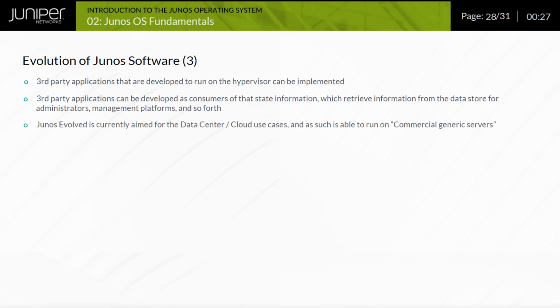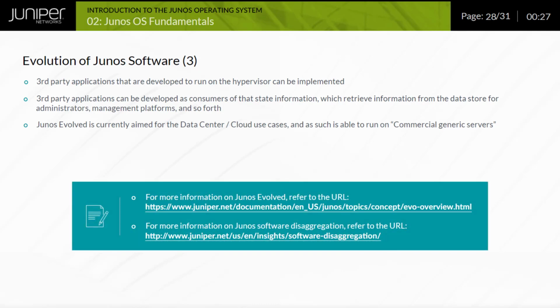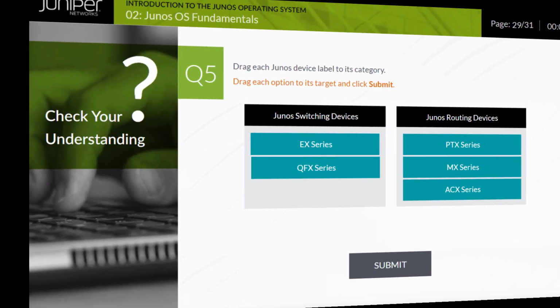Junos Evolved is currently aimed for the data center or cloud use cases, and as such is able to run on commercial generic servers using merchant silicon or on supported Juniper hardware devices. Note that for more information on Junos Evolved, refer to the displayed URL. For more information on Junos software disaggregation, refer to the displayed URL.